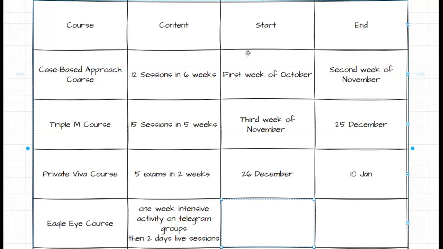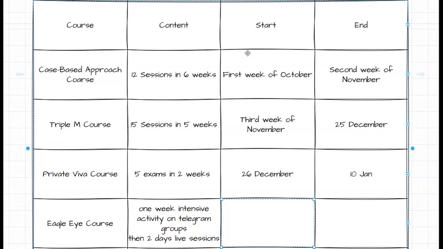So for the January exam, we will start in the first week of October, and we will finish the case-based course by the second week of November. So if you are planning to join the January exam, this is the time for you. Also for March, you can make this in a much longer time, and then you can have a good preparation before the exam.